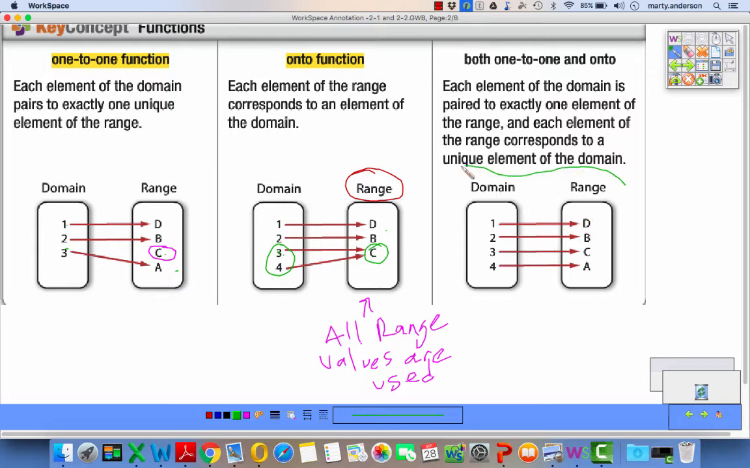Here's an example of both onto and one-to-one. All the ranges are used, and therefore it's onto, and all of these just have one partner, and that's what makes it one-to-one.